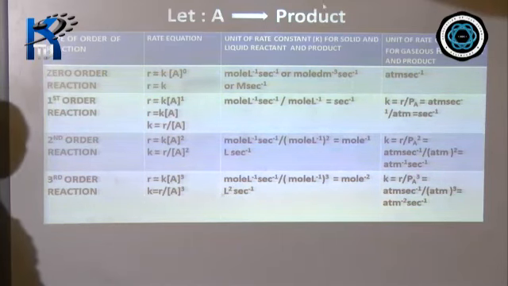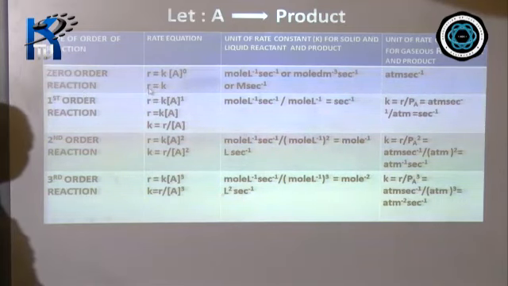Let A give you product be a 0 order reaction, then the rate equation will be R is equal to K A to the power of 0. Why 0? Because it is a 0 order reaction. Anything to the power of 0 is 1, so R is equal to K. Means for a 0 order reaction, whatever is the unit of rate of reaction, the same unit will be for the rate constant. Whatever is the unit of R, that will be the unit of K for a 0 order reaction.